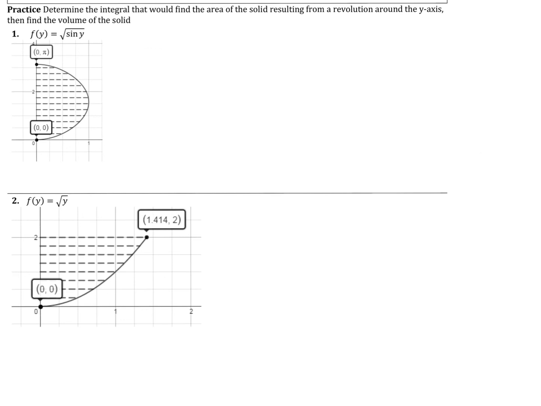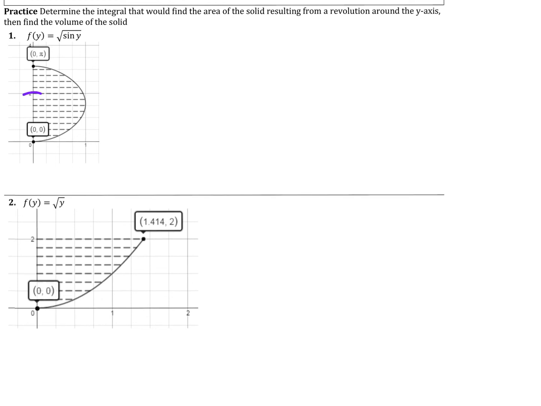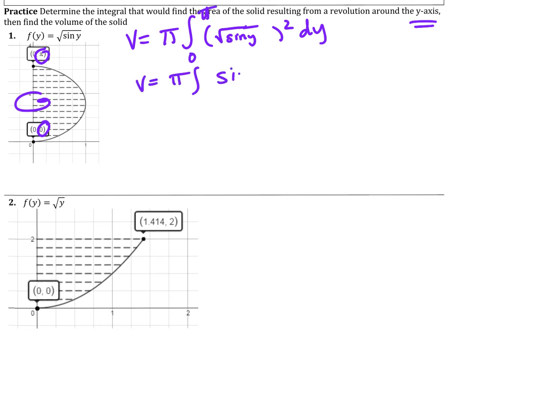Okay, for number 1 now, we're determining the integral that would find the volume resulting from rotating this half circle or semicircle around the y-axis. So if we rotated that, it would look like a sphere. So if we're finding the volume here, we're saying pi times some radius squared with respect to y, because we're rotating around the y-axis. So let's go ahead and plop our function in there. Our function is our r, which is the square root of sine y, and we're integrating from one y value to the next, so from 0 to pi.